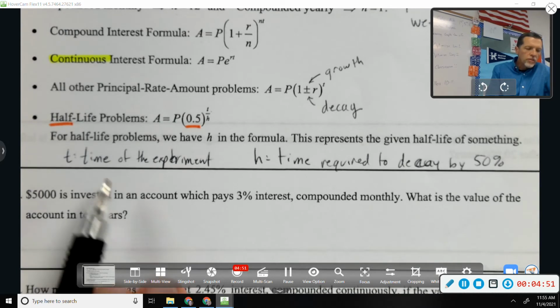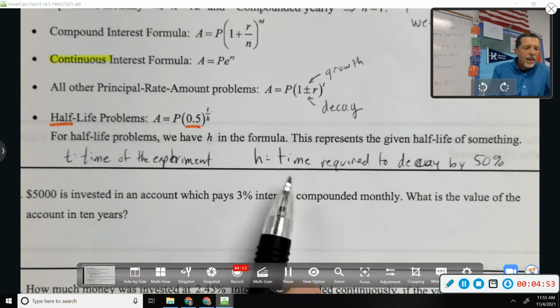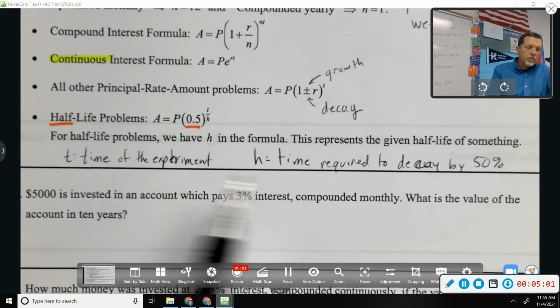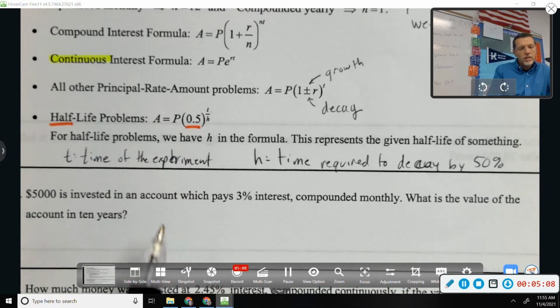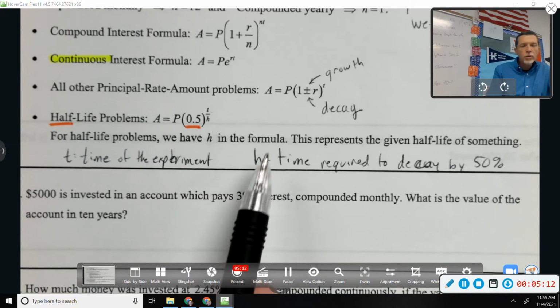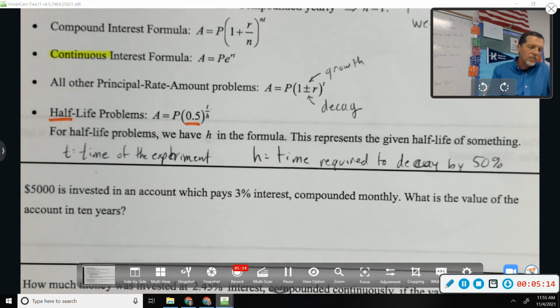Usually we're looking for how long did it take. H is like a property of the material. Like I think carbon's half-life is like 12,000 years. That's how they do carbon dating. So if there's half as much carbon in something as there was originally, then you know it died 12,000 years ago. So H is the time required to decay by 50%. They will usually give you H and ask for T.